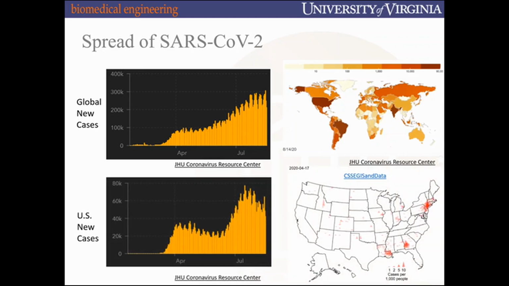Zooming in on the US, we can see the same initial spike in late March, which was largely centered in New York City, New Orleans, and Atlanta, followed by more diffuse spread throughout the rest of the country, with a peak in new cases coming around the 4th of July holiday. And this is our current status on August 16th.